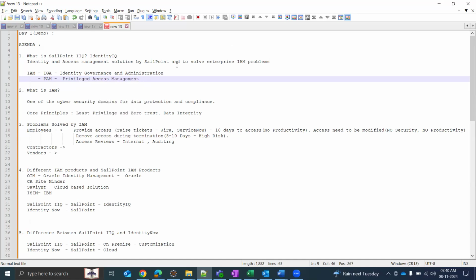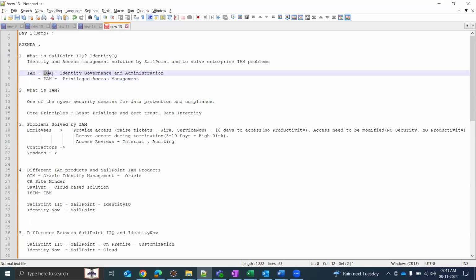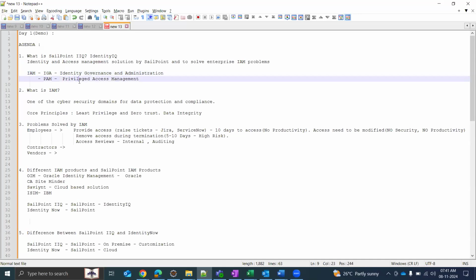Okay. So among these two subdomains of IAM, our SailPoint IIQ majorly fits in this IGA. You might hear some people referring to SailPoint as an IGA tool also. If we say IAM, yes, it is correct. SailPoint IIQ is an IAM tool, but to be more specific, in IAM it's an IGA tool, which basically stands for Identity Governance and Administration.